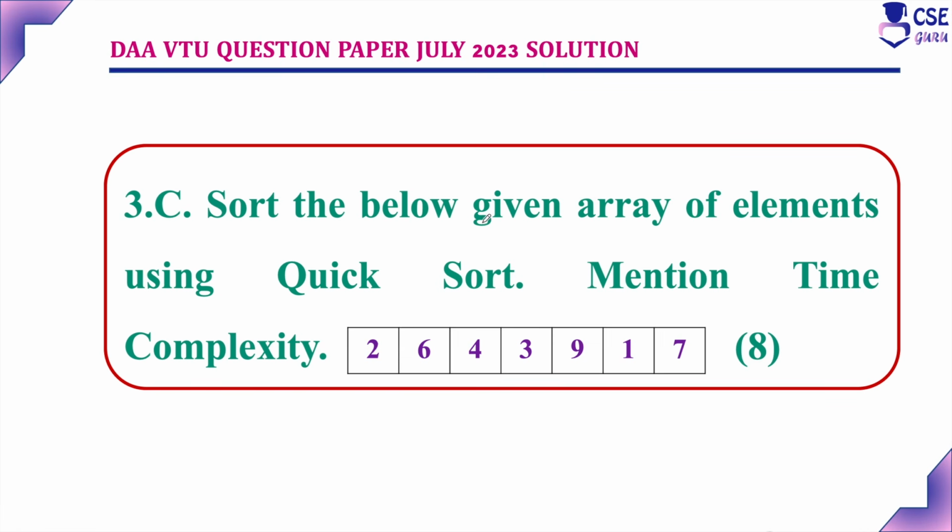Question number 3C. Sort the below given array of elements using quick sort. Mention time complexity. So this is the array they have given. You have to sort this given array using quick sort algorithm, and also you should provide the time complexity, that is the best case, worst case and average case time complexity.